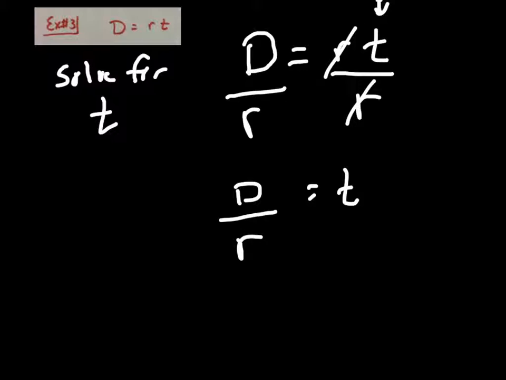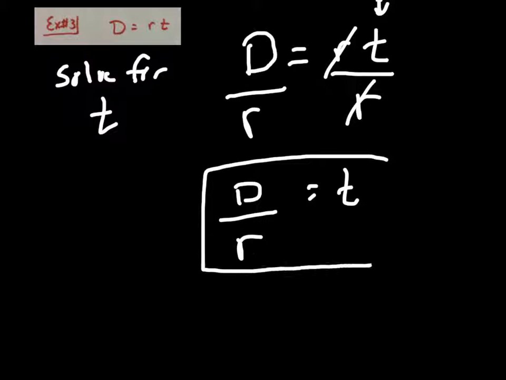t equals d over r. So that might be helpful if I need to find the time of an object, and I know how much it traveled, and I know how fast it traveled. The d is how long it traveled. The r is the rate it travels at, the speed. So sometimes it's more helpful to have equations in this form.